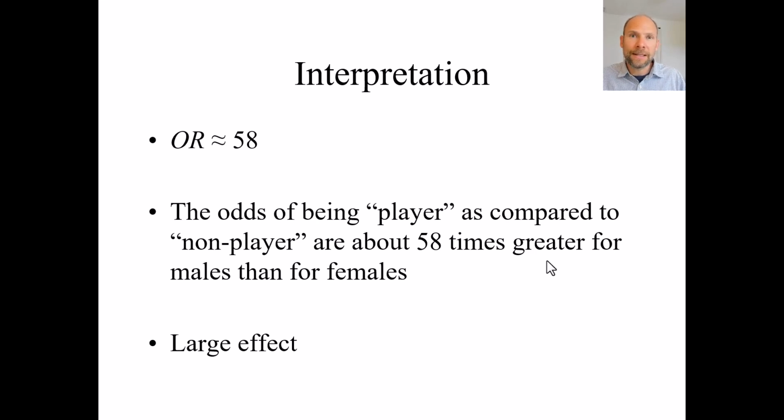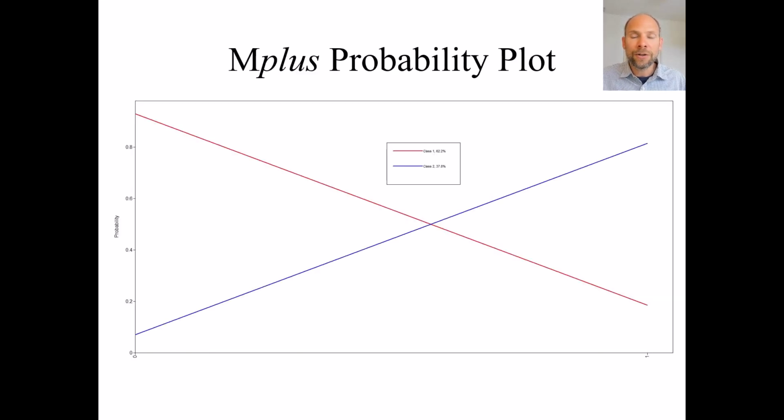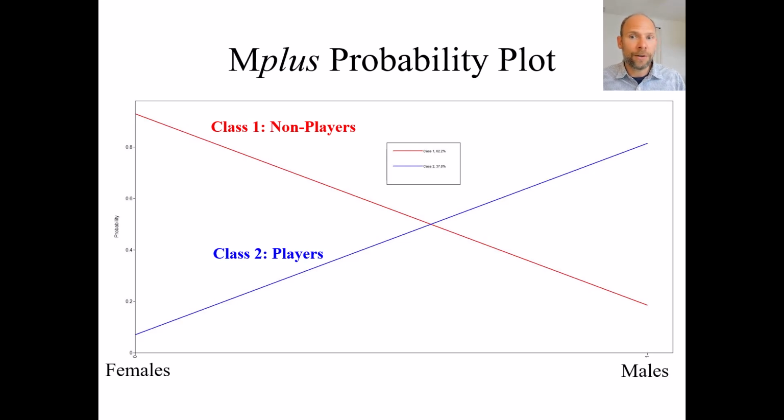And so therefore another nice feature of Mplus is that it will also give us the exact probabilities for each group based on the logistic regression model. And so you can get that in Mplus in a so-called probability plot, where Mplus will show you for each group what the class probabilities are. Now let me explain this graph to you. So here you can see the red line is the non-player class, and the blue line indicates the player class, and then on the x-axis you have females coded as 0 on the left-hand side and males coded as 1 on the right-hand side.